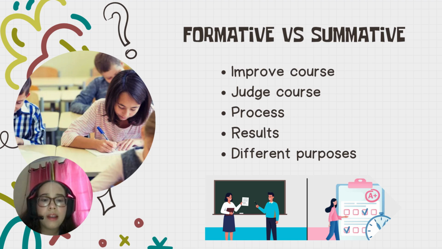On the other hand, the summative evaluation is used to judge the quality or effectiveness of the course after it ends. It focuses more on results, standards, and final performance. The text also mentions that a summative evaluation is often used to make decisions about whether a course is adequate or should continue. So the main difference is that the formative evaluation improves the course while the summative evaluation judges the course.